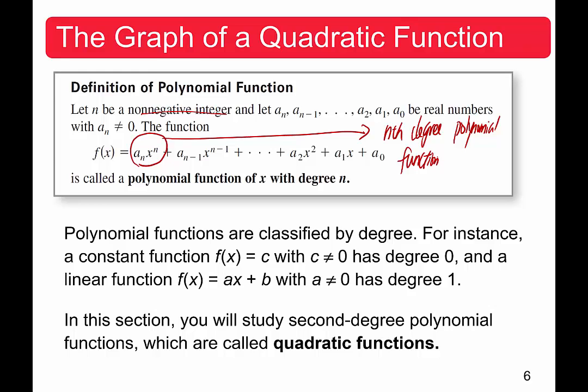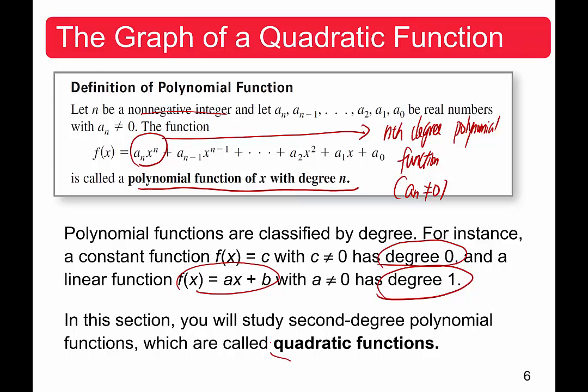Also, given that a_n cannot be 0, if a_n is 0, then it's not an nth degree polynomial function. So this is a polynomial function of x with degree n. Polynomial functions are classified by degree, which is typically determined by the leading power. The constant function has leading power 0, and the linear function has leading power 1. In this section, we will study second degree polynomial functions. We call these quadratic functions.